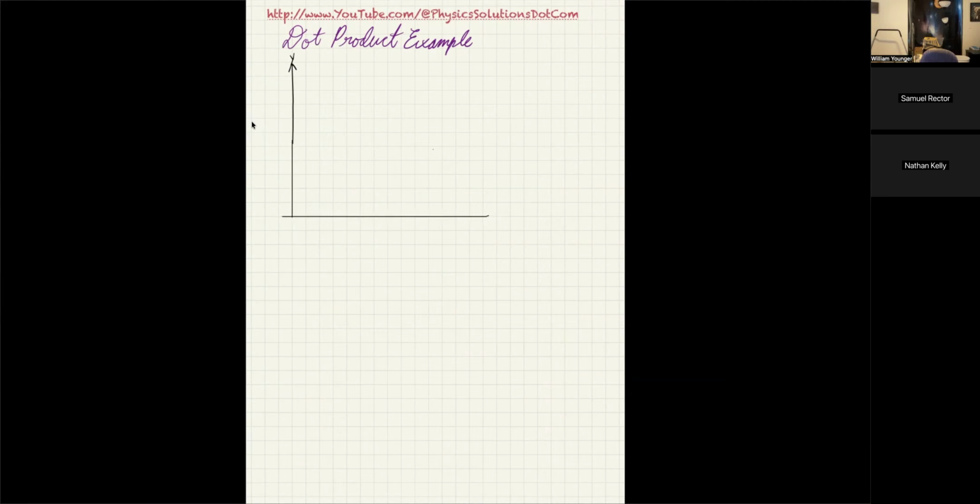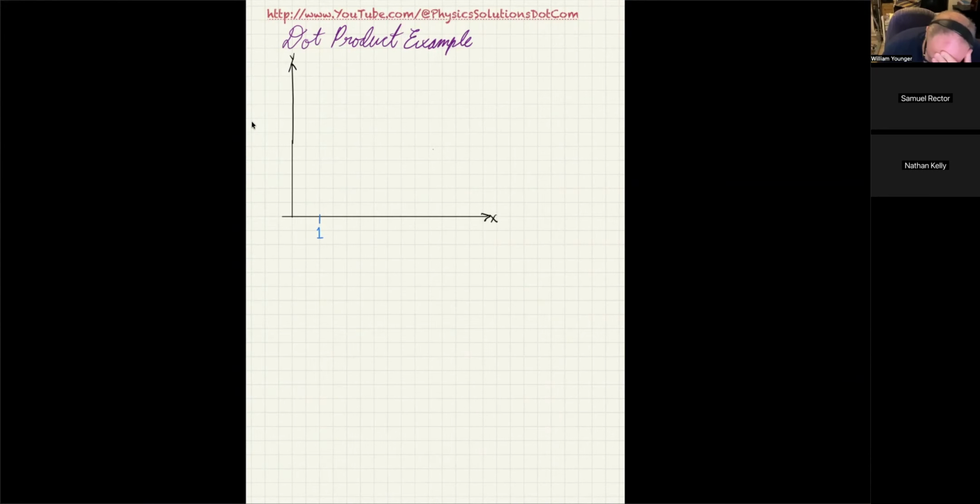And I'm going to say this is my x-axis. And what I'm going to do first is consider a nice little triangle, let's say the one that has an x component that's 1 and a y component that is square root of 3. So the square root of 3 is about 1.73.